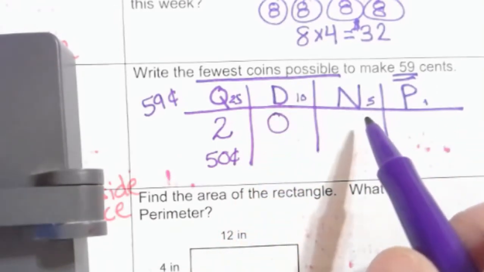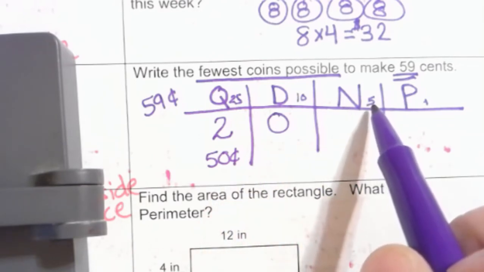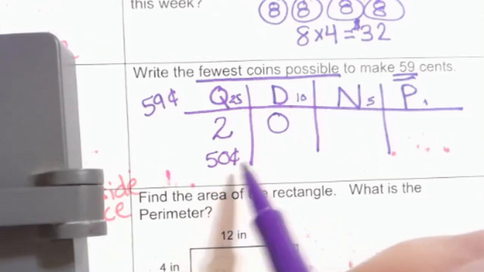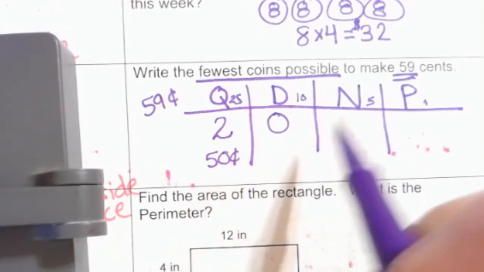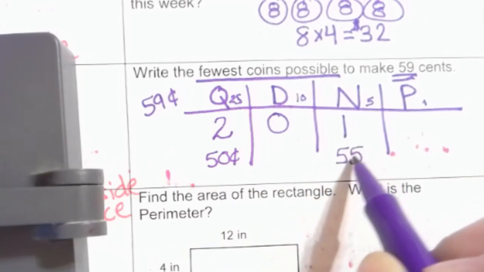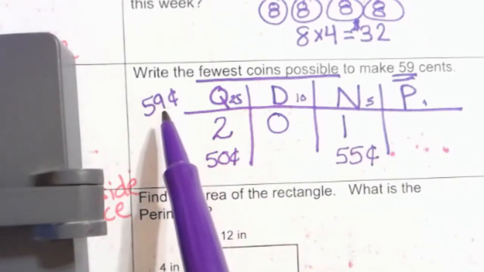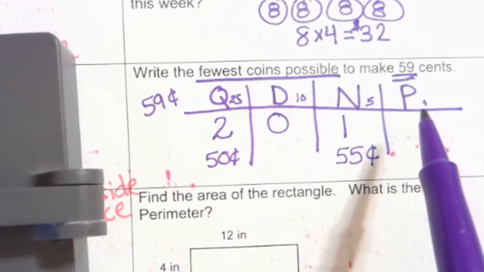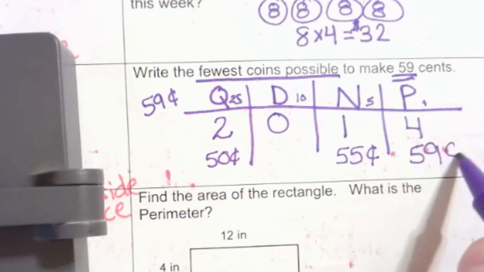How many nickels can I fit in there? Well, a nickel is worth 5. If I did 1 nickel, it would be 55, and 2 nickels gets me to 60, which is too much. I can fit 1 nickel in, and I'm at 55 cents. I need to get to 59 cents, so I'm going to have to add some pennies, which are worth 1 cent. If I add 4 pennies, I am at 59 cents.